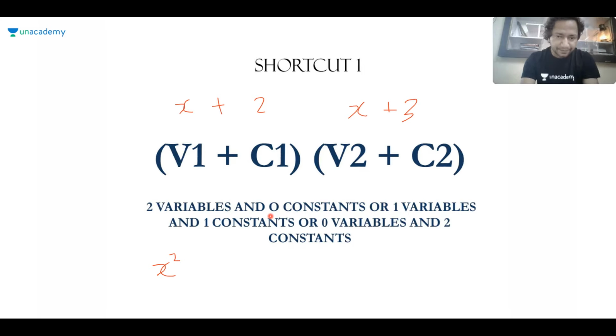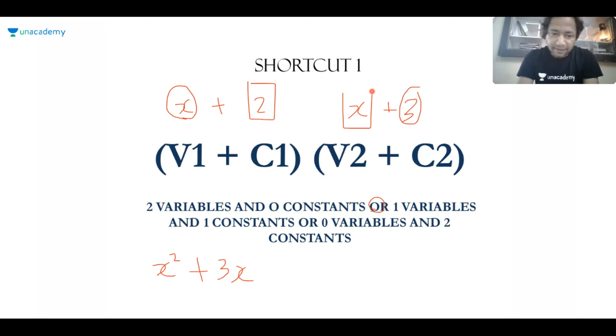Then comes OR. OR means addition. Now I will select one variable and one constant. If I select one variable from bracket number one, I need to select one constant from bracket number two, which means I'll get 3x. But there are two ways of doing that. I can select the constant from the first bracket and the variable from the second bracket, which makes it 2x. One variable and one constant.